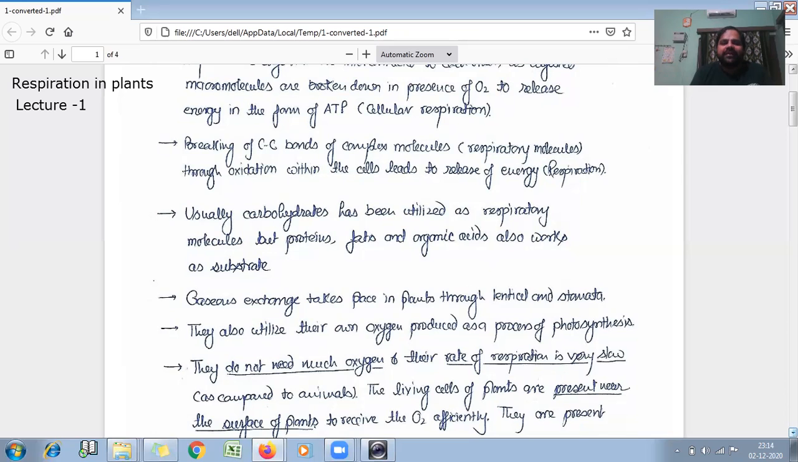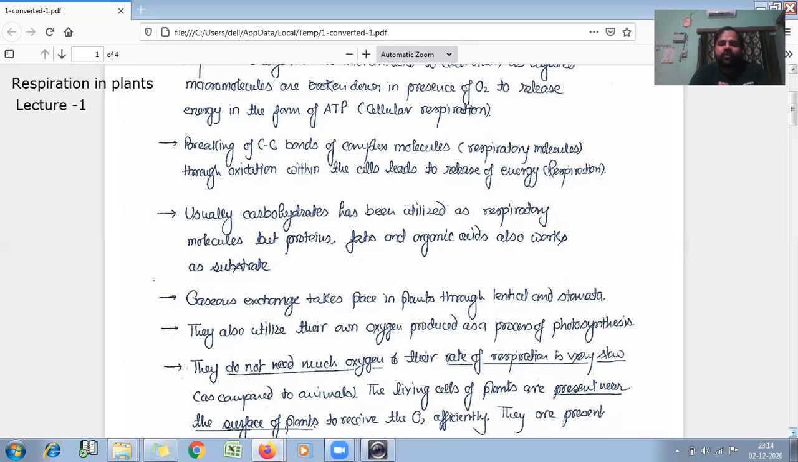So we know that the higher plants or the higher organisms oxidize their food in the presence of oxygen. So the essential requirement for the oxidation of food is oxygen. So we will see some modifications in the plant, how the plant exchanges gases and how they get the oxygen. So the gaseous exchange takes place in plants through lenticel or stomata. Means for the oxidation of food, the plant cells will receive the oxygen through lenticel and stomata.